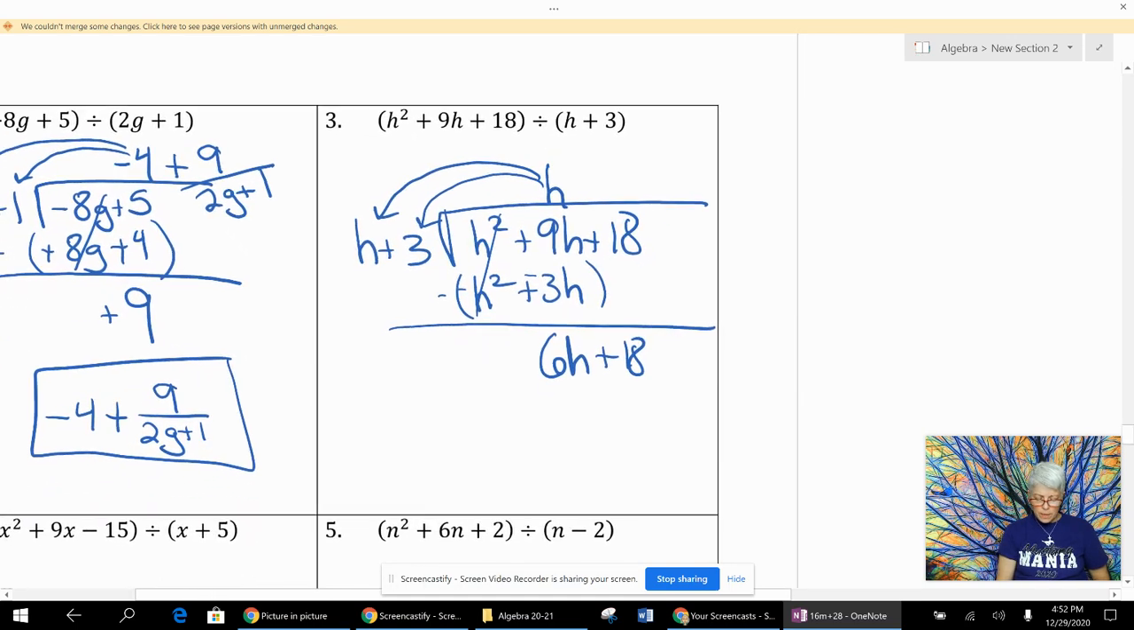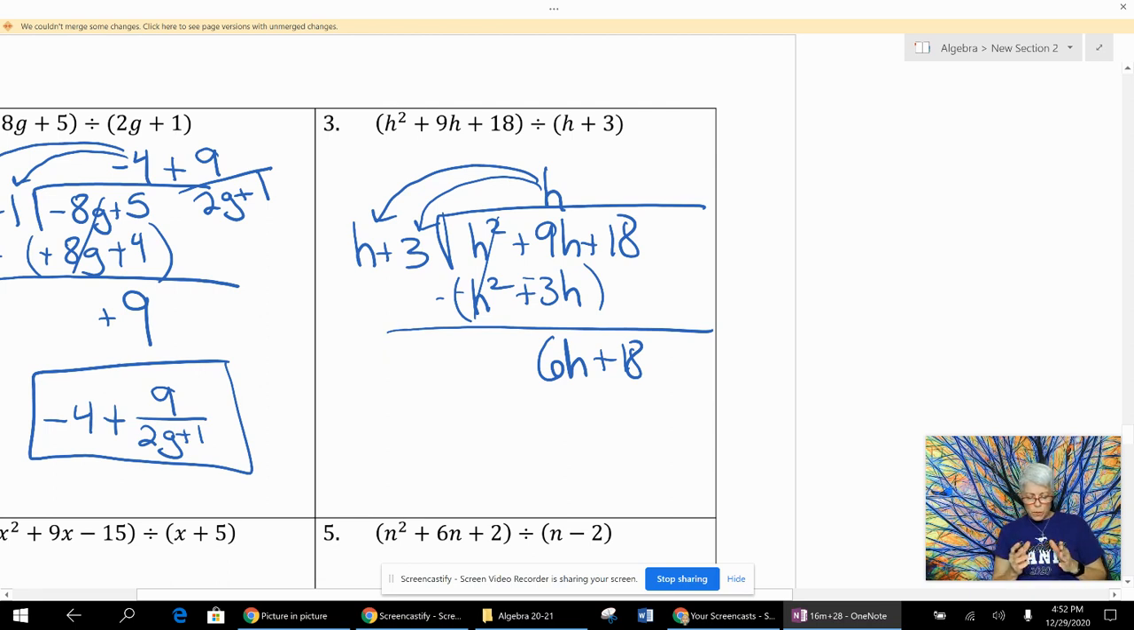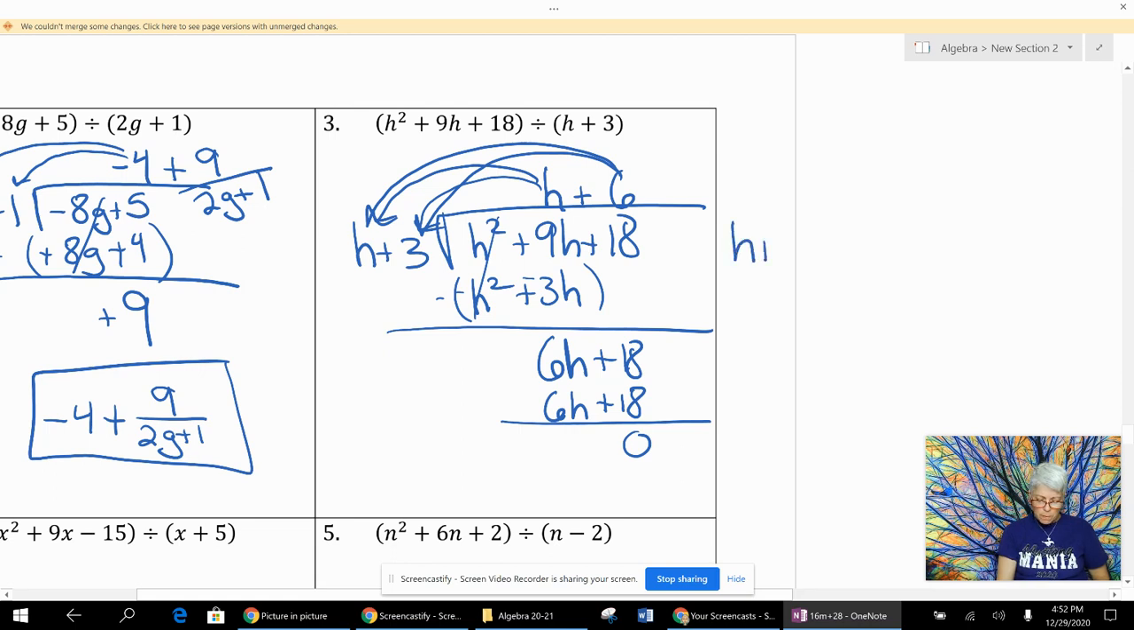All right. Going back to the h. h times what is 6h? h times 6. I'm going to put a 6 there. It's a positive 6. And I'm going to go all the way back here. 6 times h is 6h. 6 times 3 is 18. Well, lo and behold, there is not a remainder on that one. So my answer is h plus 6.